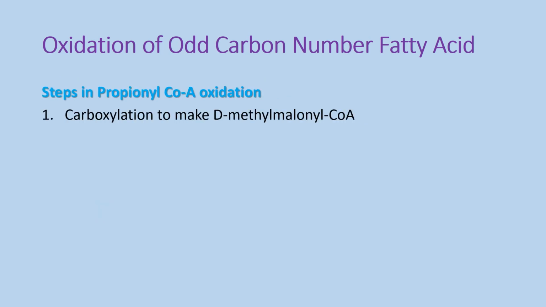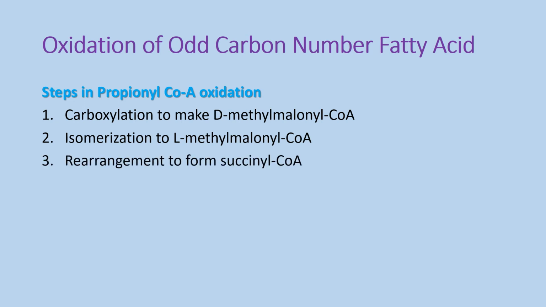So we have discussed the first three steps of this propionyl-CoA oxidation. The first is carboxylation, where there is a formation of D-methylmalonyl-CoA. Then there is isomerization for the formation of L-methylmalonyl-CoA from D-methylmalonyl-CoA. Then in the next step, this L-methylmalonyl-CoA is converted into succinyl-CoA simply through rearrangement of the methylmalonyl-CoA.